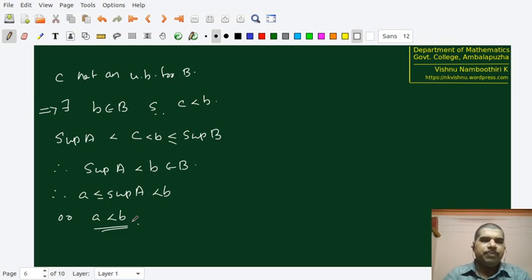And we can have several other problems like this using the properties of supremum, upper bound, lower bound, etc. We leave a few exercises for you to solve on your own, and we will continue with our next topic in the next session.